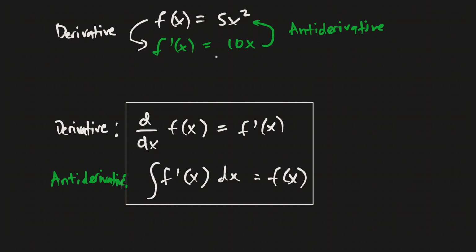Like, for example, the power rule is one of the differentiation rules. But if we wanted to go opposite, that would be the reverse power rule. And you'll see that in the next video. So I hope this video helped you understand what the antiderivative is. And in the next video, we'll be going over some of the rules for finding antiderivatives.